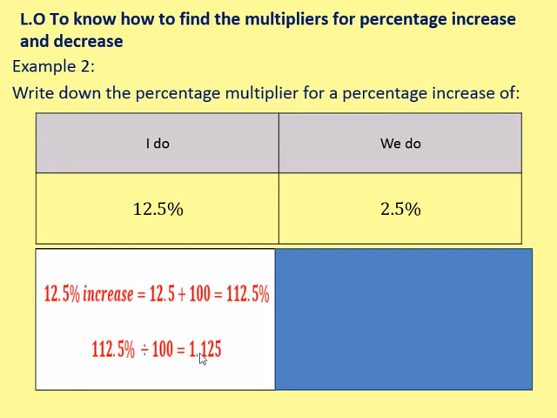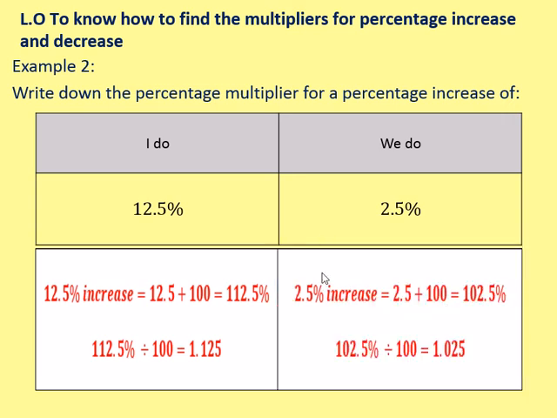So pause the video there and again try the we do by yourselves. So for 2.5%, for a 2.5% increase, we do 2.5 plus 100, which gives me 102.5%. And then we divide that by 100 to get 1.025 as our answer.